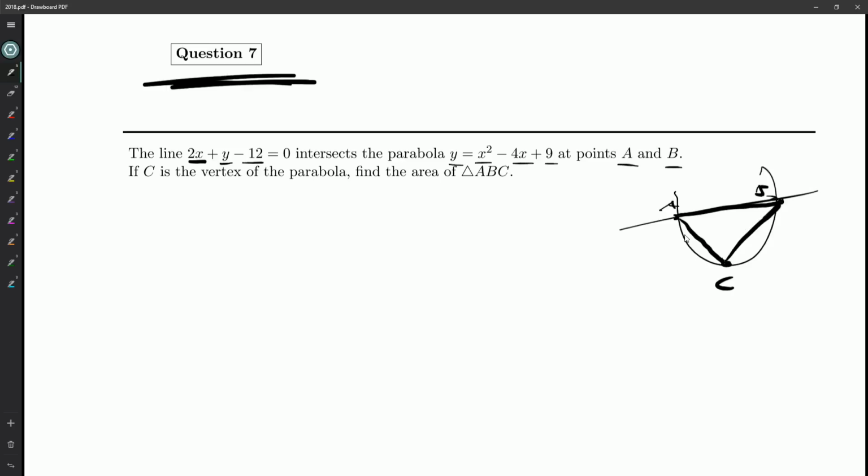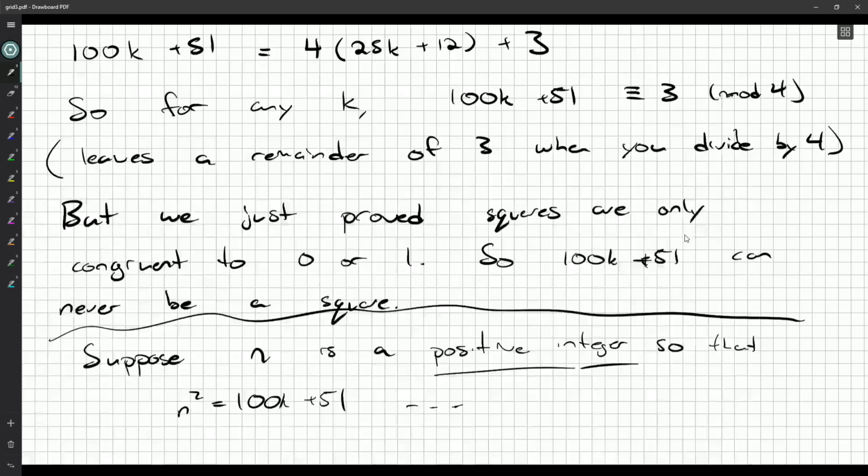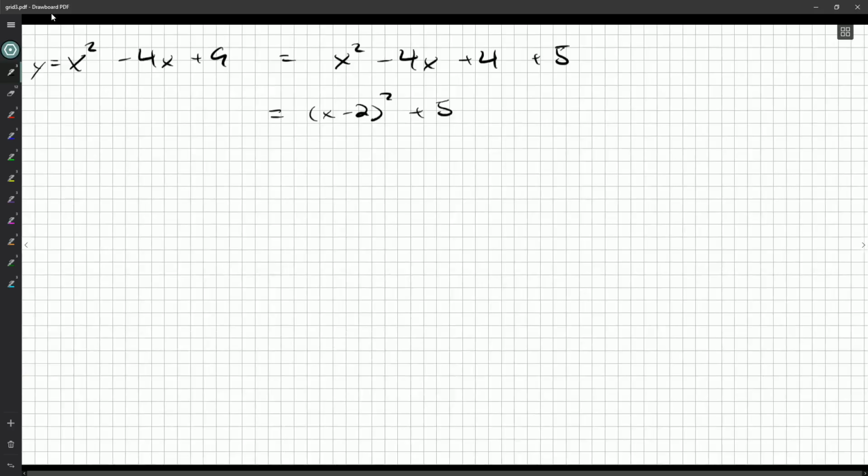Alright, so we've got our parabola, x squared minus 4x plus 9. I want to find the coordinates of the vertex. It seemed the most natural thing for me to start doing. So I'm just going to complete the square. Break the 9 into a 4 and a 5. This is x minus 2 squared plus 5. So C is at 2, 5. Alrighty.